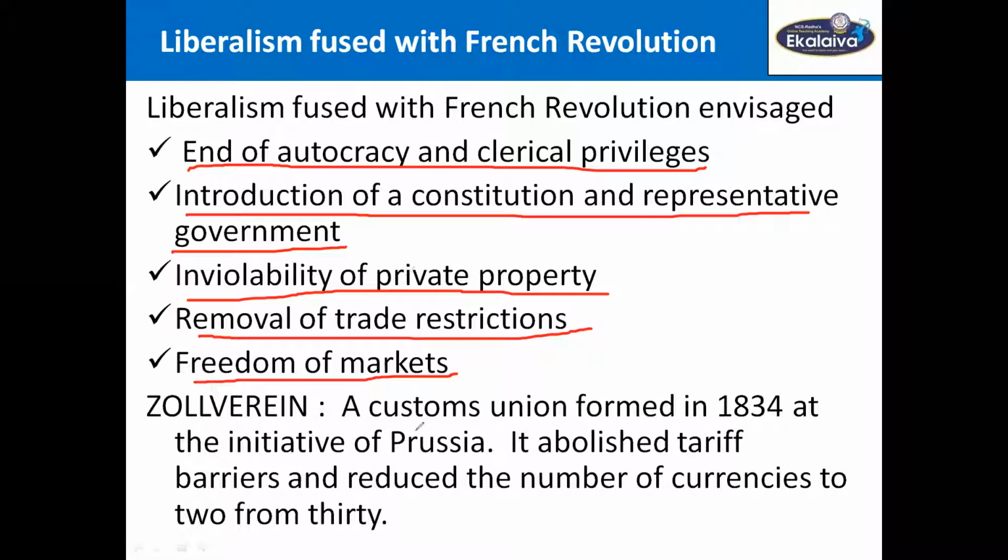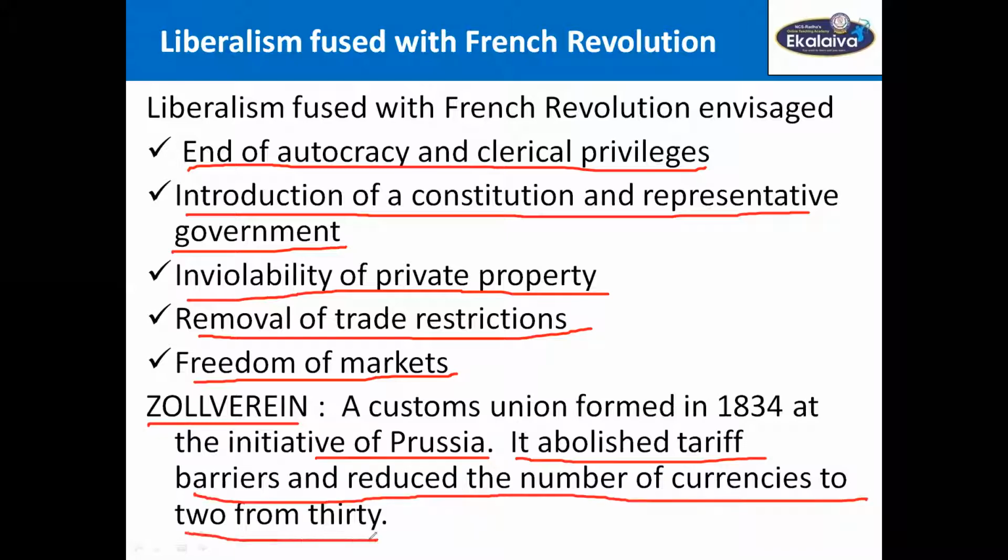So, a customs union, Zollverein, was formed in the year 1834 at the initiative of Prussia. It abolished tariff barriers and reduced the number of currencies to 2 from 30. Why was this customs union formed? We saw that countless small principalities, a confederation of 39 states, had their own laws, their own currencies, their own measurements.